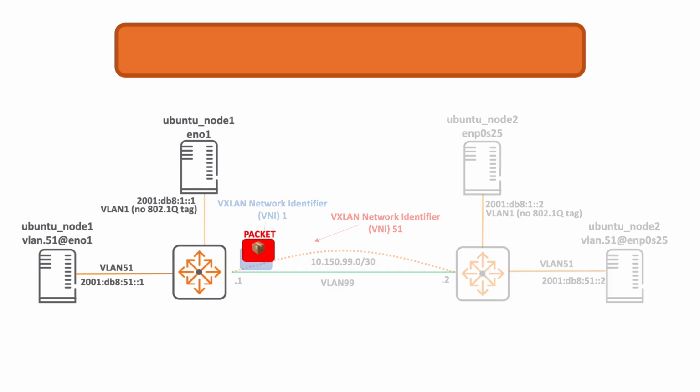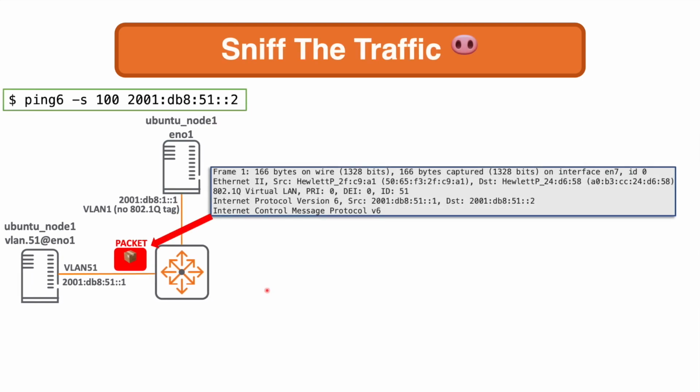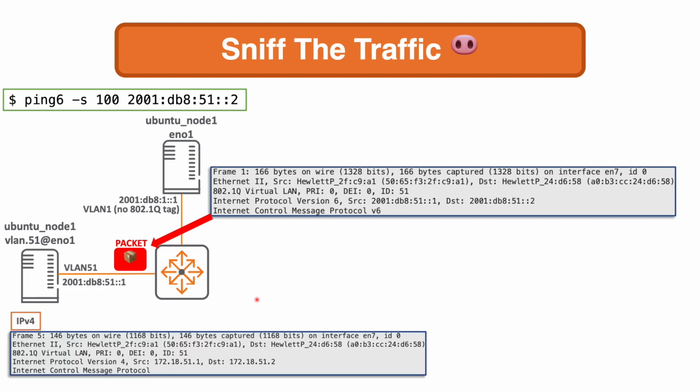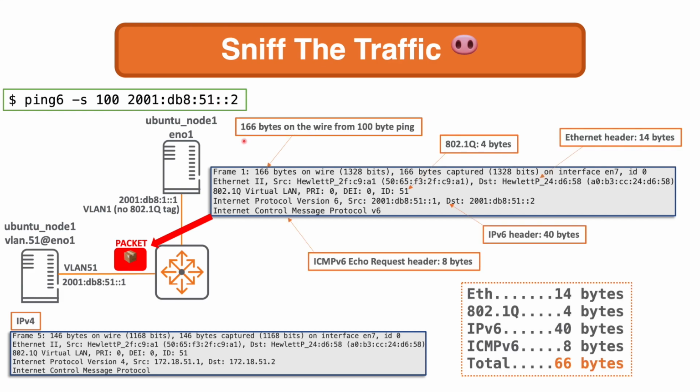Let's have a closer look at a v6 packet, and it should come as no surprise that this is a little different from a v4 packet being transported. And as a reminder, I've included a v4 packet from earlier. So it's a ping6 with the size of 100 bytes to a v6 destination address. And I've broken that down. So it's 166 bytes on the wire. Remember, the v4 was 146.